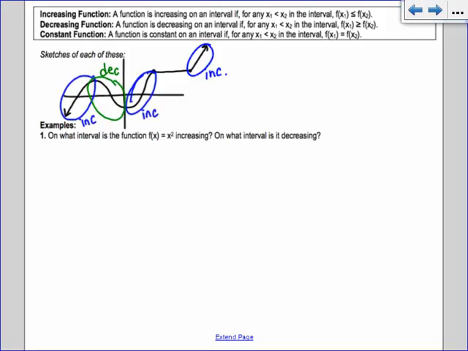All right, and then the last one is right here. This is what we call constant. Okay, it's just flat. So that's what those definitions are saying, but it's much easier to just see a picture and say, oh, I get it. It's increasing, decreasing, increasing, decreasing, and so on.